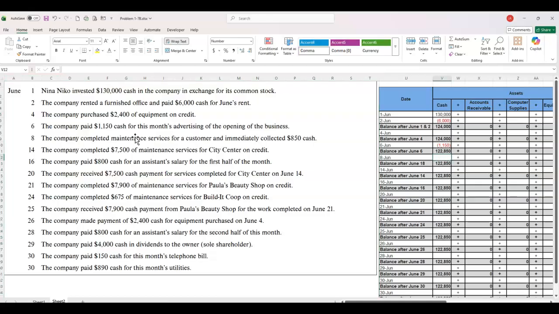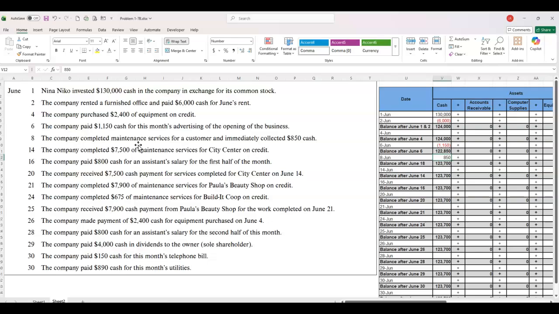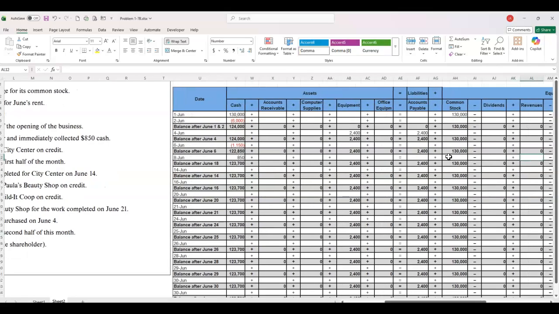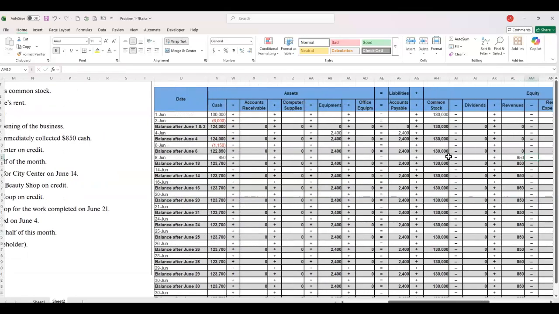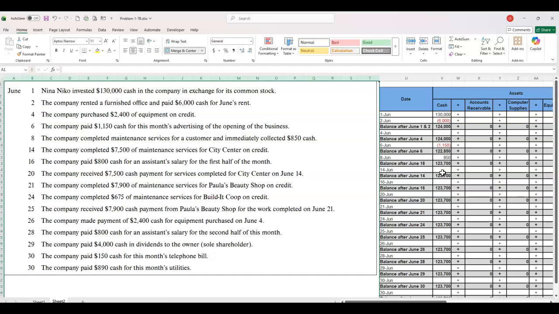On June the 8th, we completed maintenance services for a customer and immediately collected $850 in cash. So we received cash. Cash goes up by $850, and this is going to be revenue. The increase of equity from sales of products or services to customers. Okay, well, we provided services maintaining their computer system for $850 in cash. I'm going to go over to the revenue side and revenue account in the equity section. It goes up by $850. My balances over here are the same.